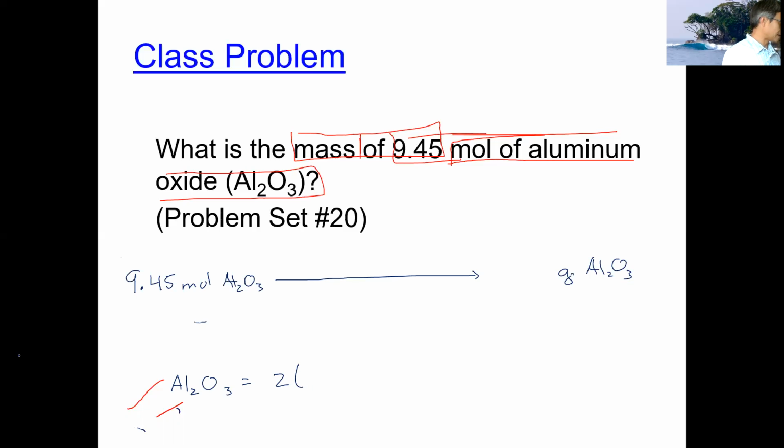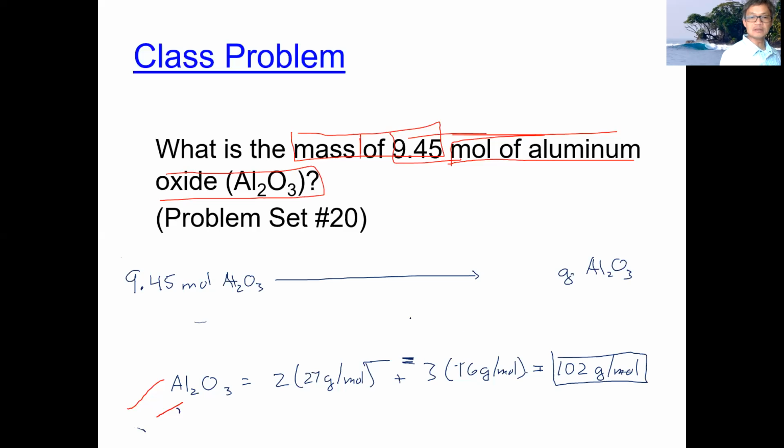Each aluminum atom has a molar mass of 27 grams per mole. We're going to add that to the molar mass of 3 oxygen atoms, so that's 3 times 16 grams per mole, which gives us a molar mass of 102 grams per mole. And remember what this molar mass means, I'll write it up here again for you.